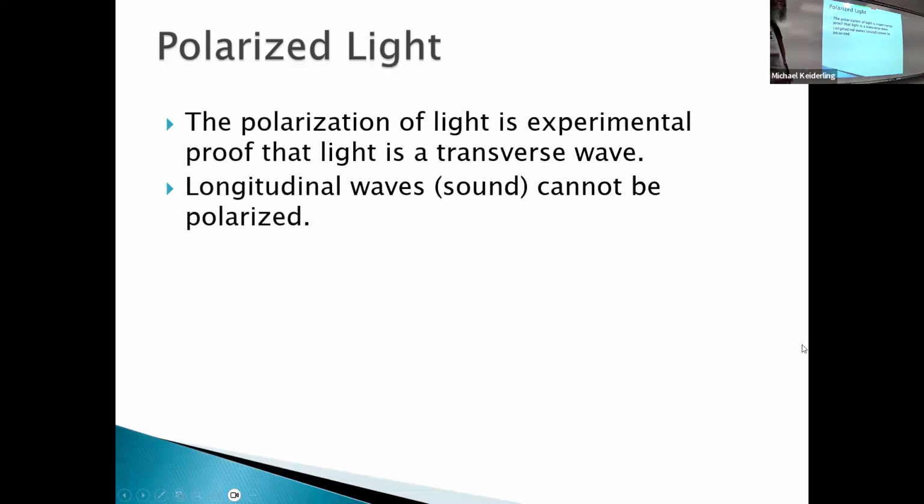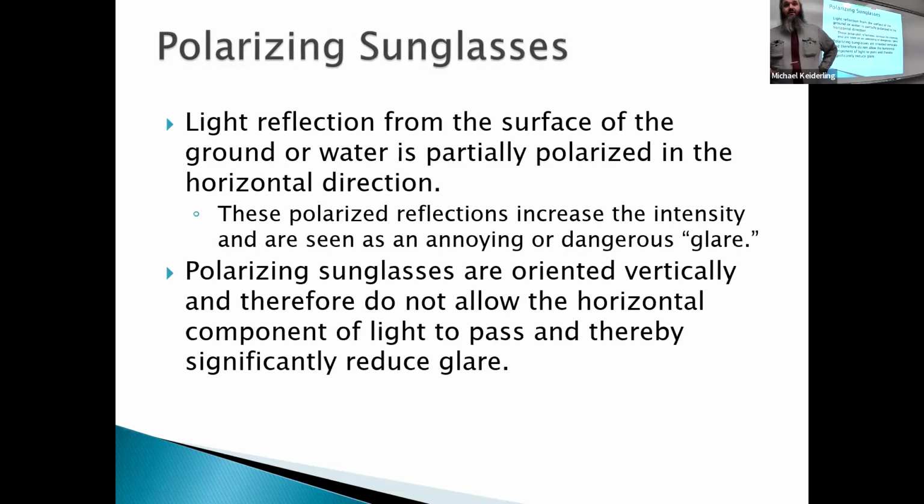So, one of the aspects of polarization is that it's experimental proof that light is a transverse wave. Longitudinal waves like sound cannot be polarized. And light reflections from surfaces, like the ground or water, will end up partially polarized in the horizontal direction. This has to do with the angle you're observing it at and some other factors, but basically, when things reflect off of a surface, they get partially polarized parallel to the surface. And these polarized reflections increase the intensity and are seen as an annoying or dangerous glare.